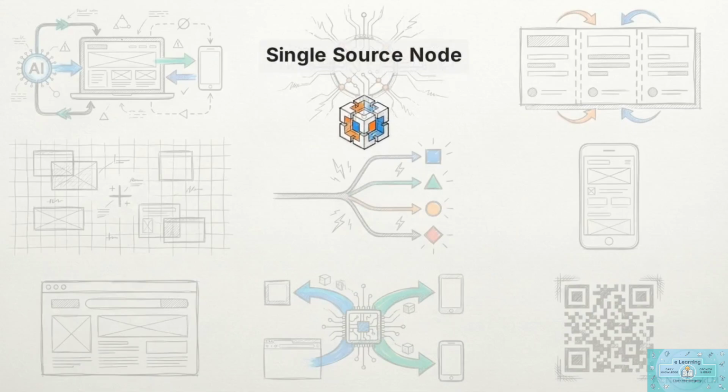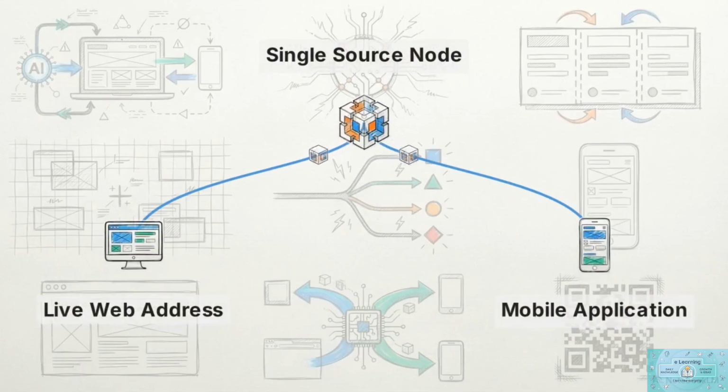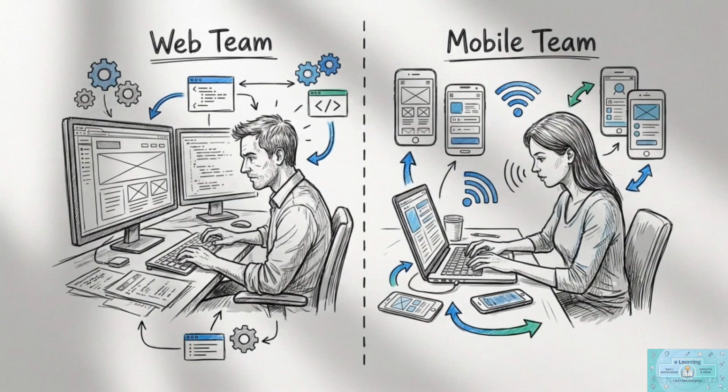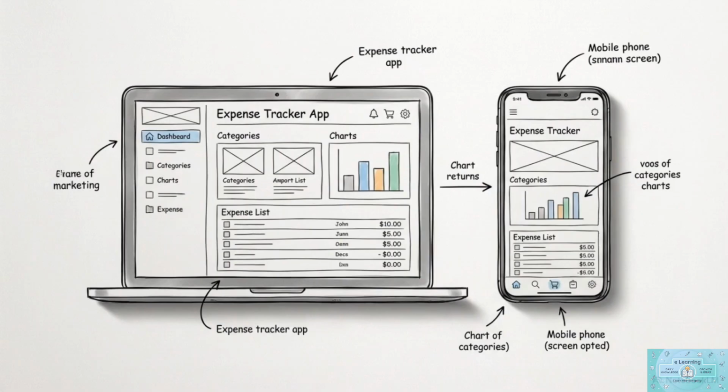From a single source node, the system is deploying data simultaneously to a live web address and packaging it as a standalone mobile application. Cross-platform deployment historically required distinct codebases and separate engineering teams. Now, you achieve both outputs in a single execution step.